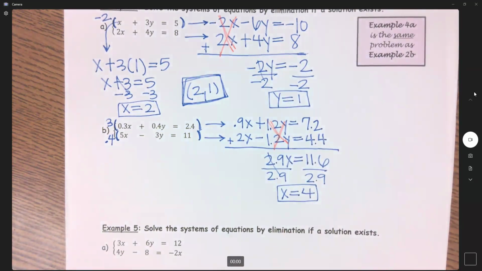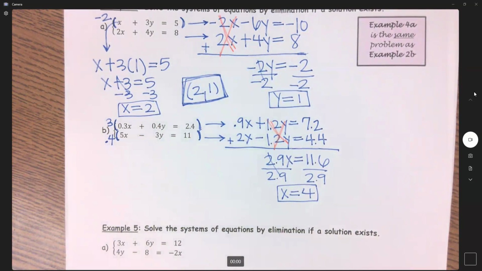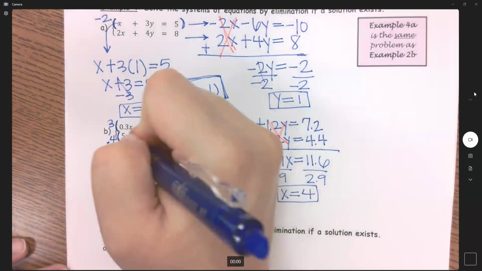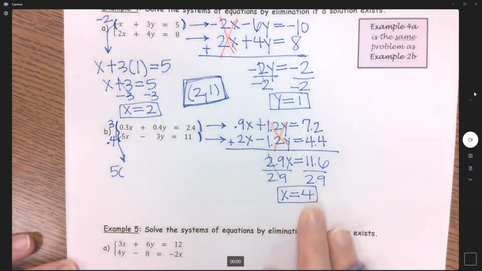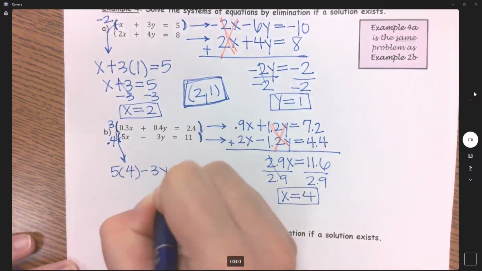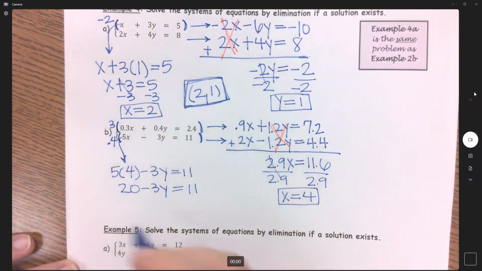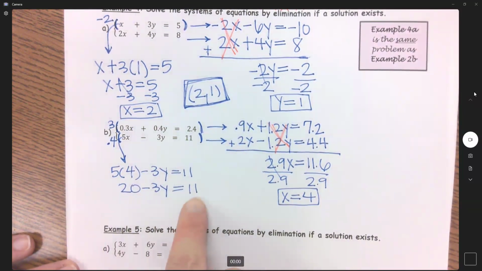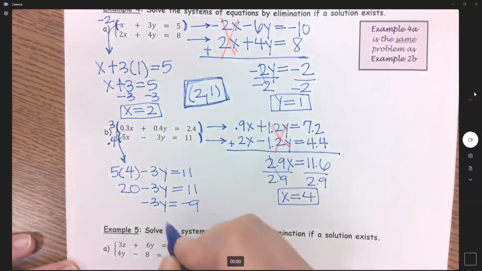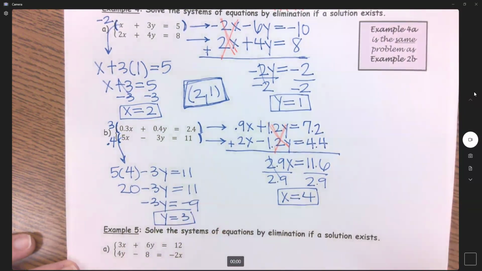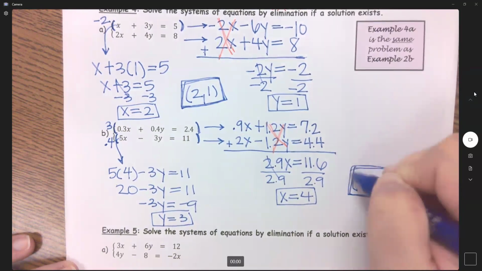Okay, that's only half of my answer. I need to now get y. We can plug it into the top one or the bottom. However, I'm sure you've had enough with the decimals, so let's go into this bottom one here. So we have 5 times x, which is 4, minus 3y equals 11. So 20 minus 3y equals 11. So I'm running out of room again, so subtract your 20 over. 11 minus 20 gives me negative 9. And divide both sides by negative 3, and we get y equals 3. So we have ordered pair 4, 3, always x, y.